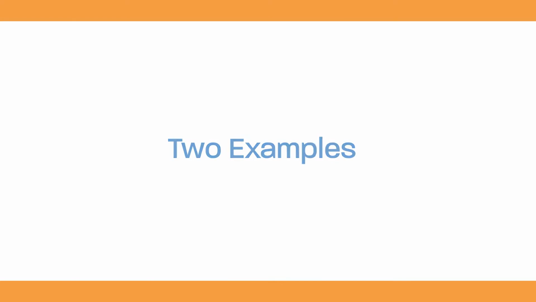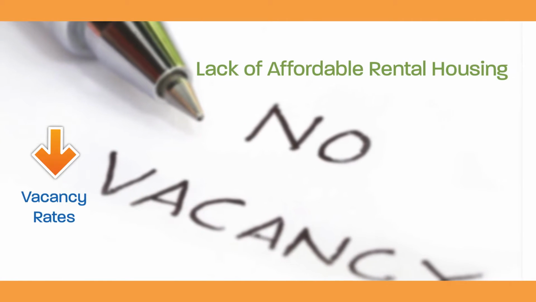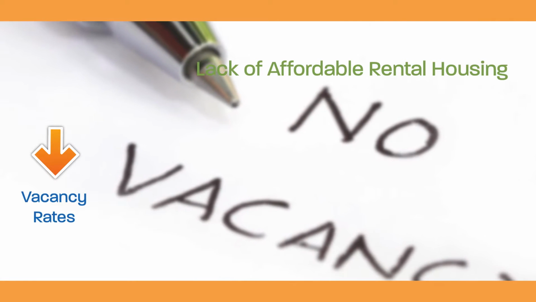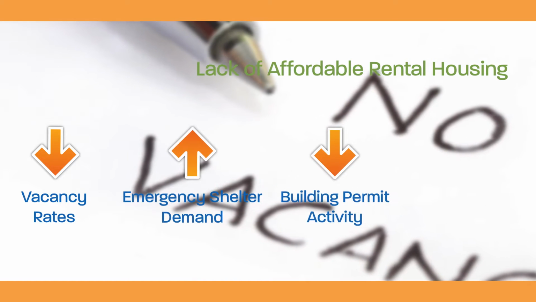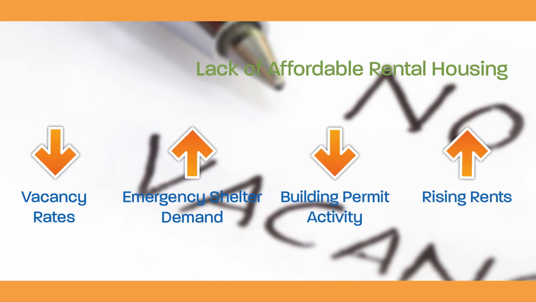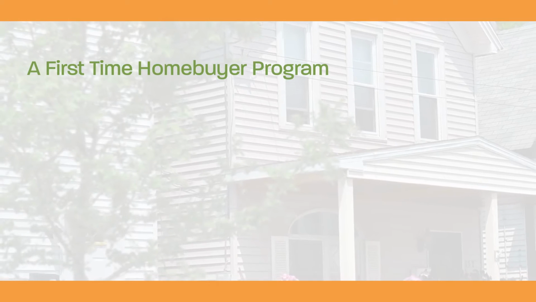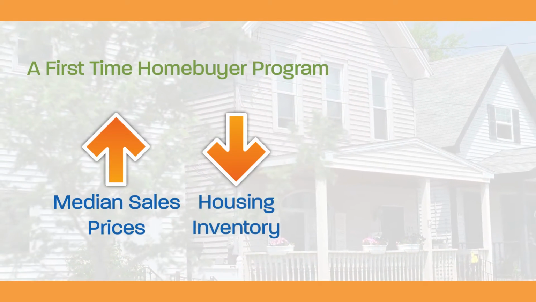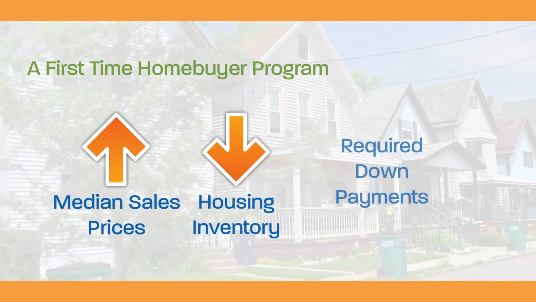Two examples. A lack of affordable rental housing could be indicated by a drop in vacancy rates, particularly in lower-cost rental complexes, an increase in demand on emergency shelters, reductions in building permit activity, and rising rents in traditionally low and moderate income neighborhoods. Or, a first-time home buyer program may be necessary when median sales prices have increased while the amount of housing inventory has decreased. Lenders may report more homeowners unable to make the required down payments.